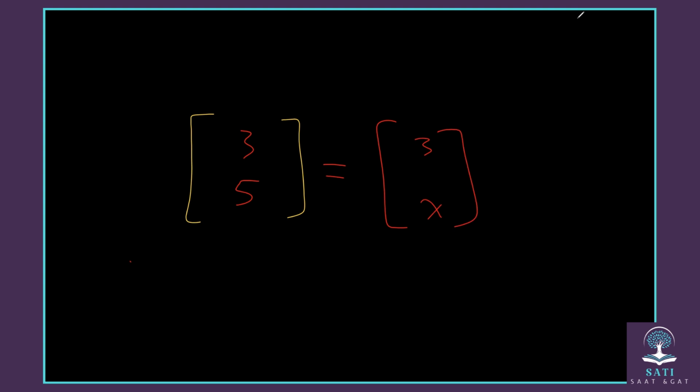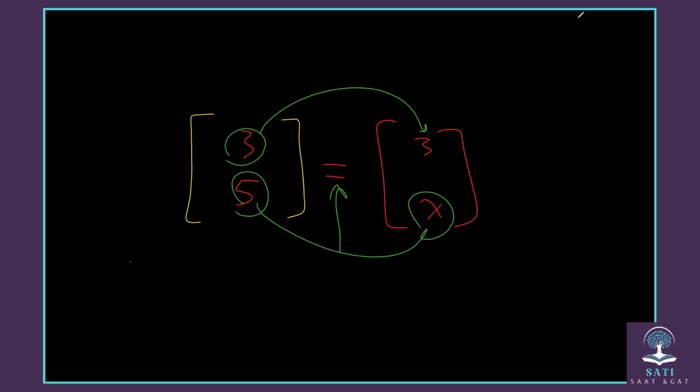Good. As long as the two matrices are equal, that means each element equals its corresponding element. So that means x equals what? x equals 5. Good.